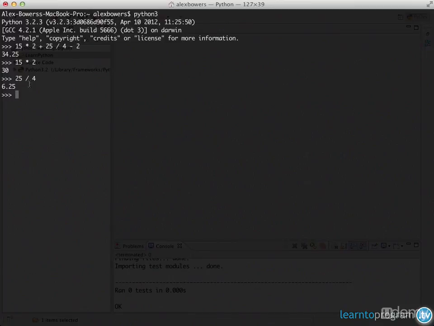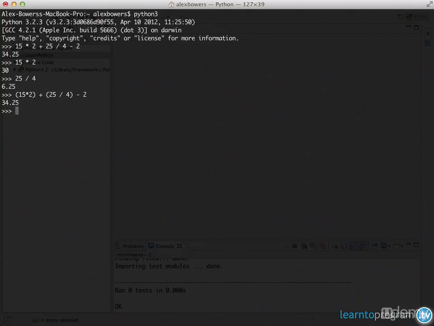Now, the easier and better way to write this would have been 15 times 2 plus 25 divided by 4 minus 2. That would be the better way to have written it, and it gives you the exact same answer, but looking at that, you immediately know what's going to happen when. So that is the order of precedence in which arithmetic operators follow within Python and most other programming languages.